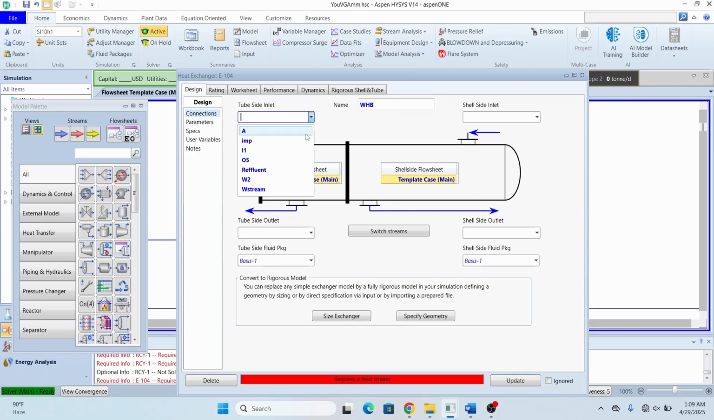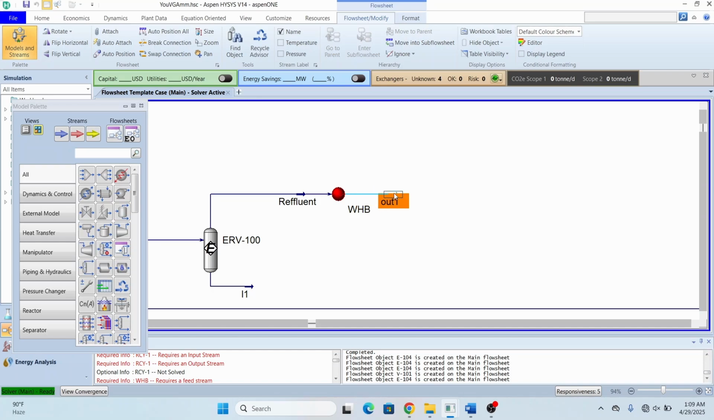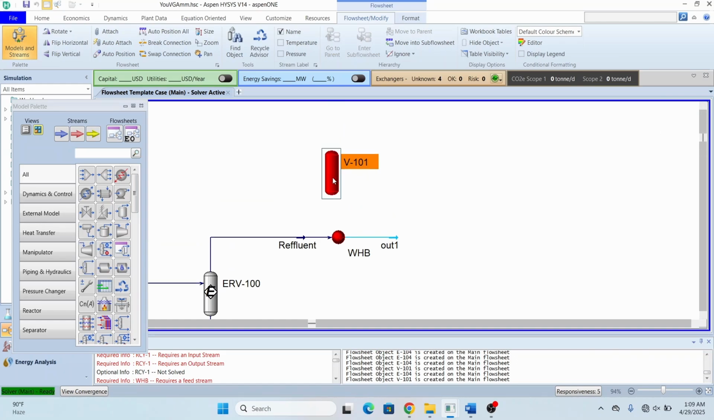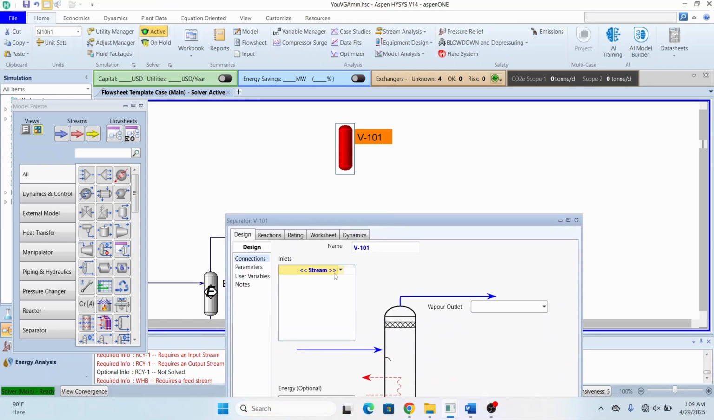For the tube inlet, I can write R effluent. For the tube outlet, I can write out one. On the shell side, there will be water that will be converted to steam. For the water, first of all, we will place a separator over here, and this separator will act as a steam drum.